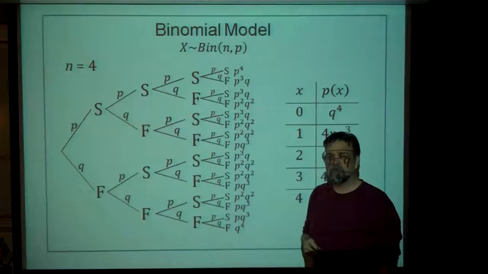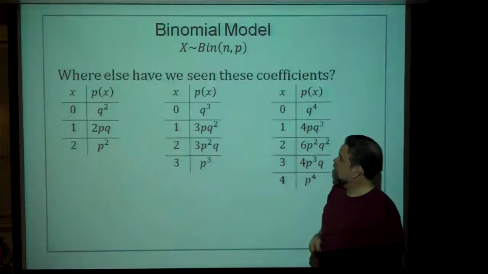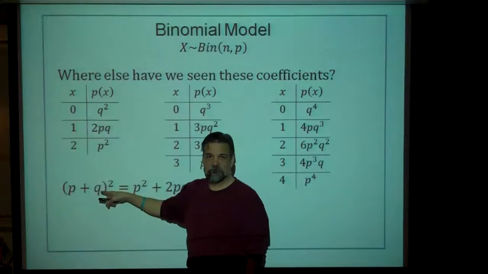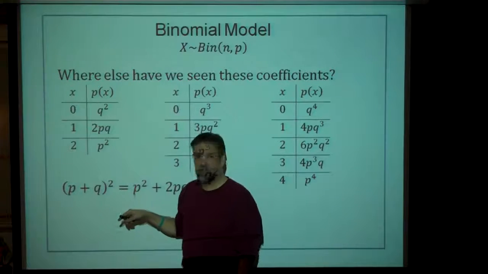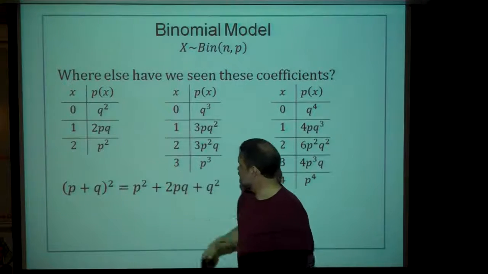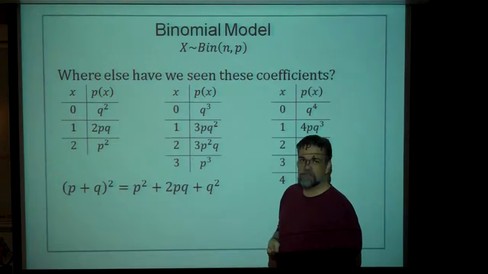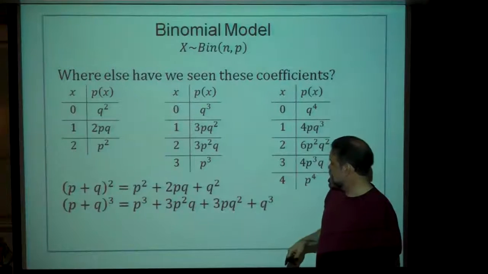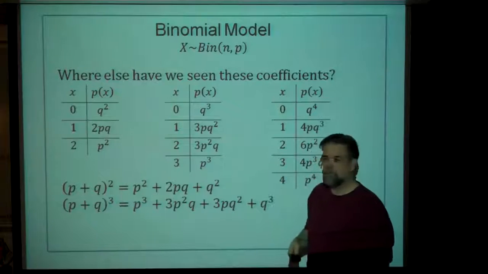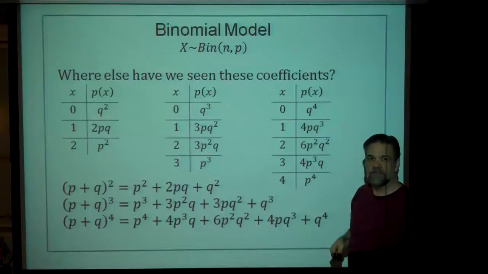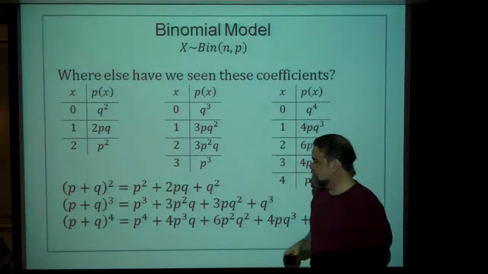It's the binomial model. What does binomial mean? It's a polynomial with 2 terms. Well, if I take the polynomial p plus q, that's a polynomial with 2 terms, so it's a binomial. If I square that, what do I get? I get p squared plus 2pq plus q squared. Hey, how about that? If I take that same binomial, p plus q, and I cube it, I get p cubed plus 3p squared q plus 3pq squared plus q cubed. If I take it to the 4th power, what do you know? Interesting.